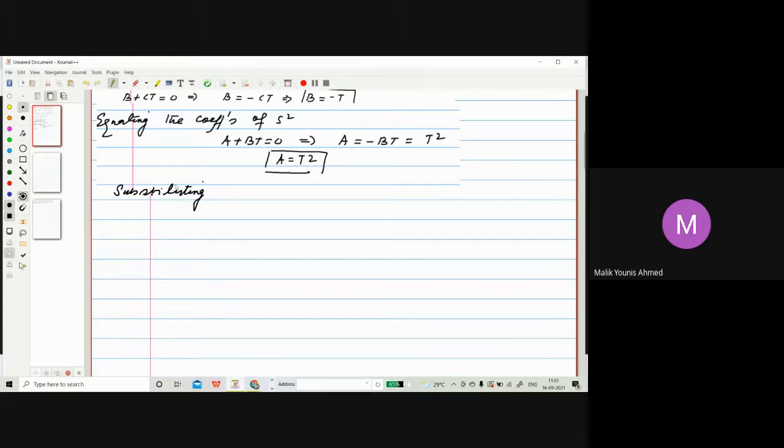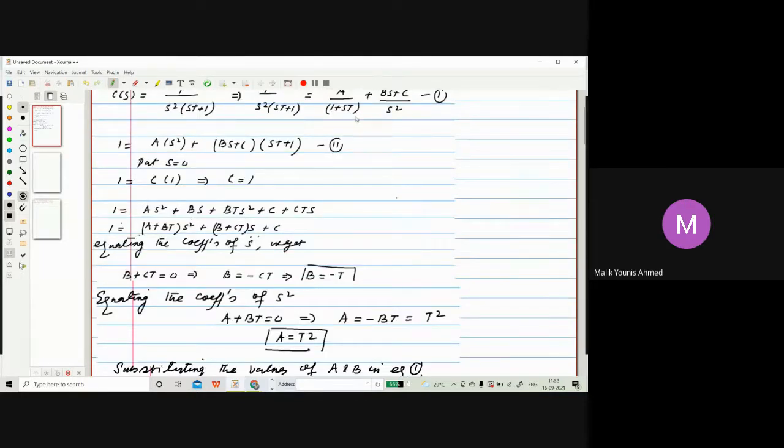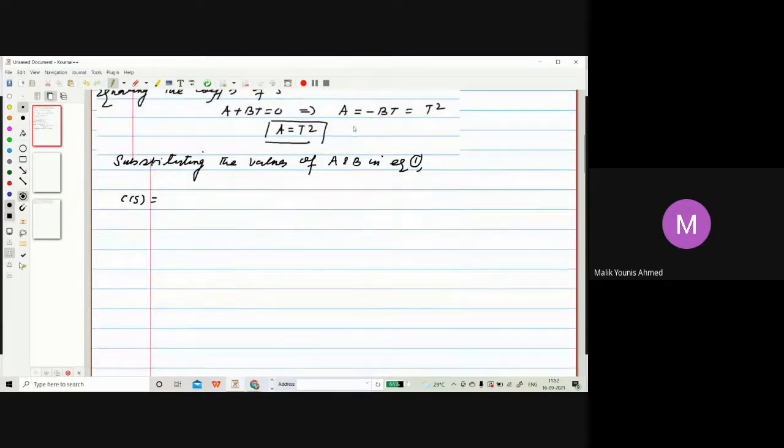Substituting the values of A and B in equation number 1. Let's see what we are going to get. So we'll get C of S. Here A is T square. You can see this equation. A is T square divided by 1 by ST. So this will be T square divided by 1 by ST.